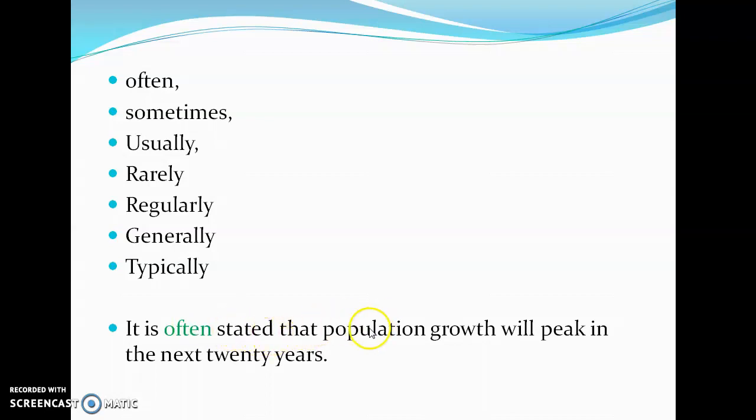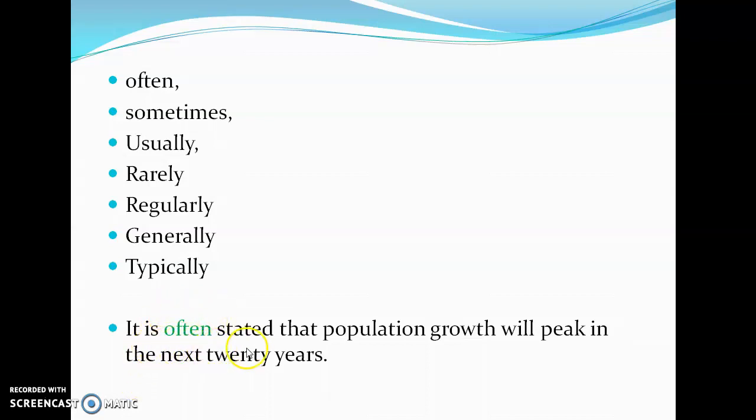It's stated that population growth will peak in the next 20 years. If we read this sentence without "often," it's a categorical statement, and this opinion can be absolutely accepted. But there can be other points which can show the opposite opinion about population growth. In that case, mainly the writers use this kind of hedging strategy.